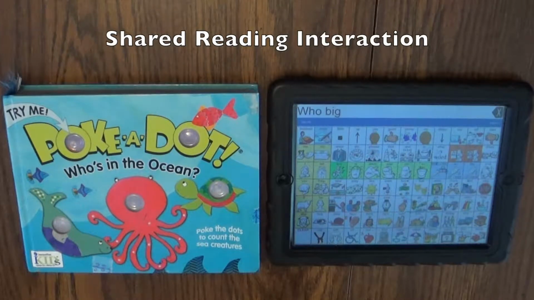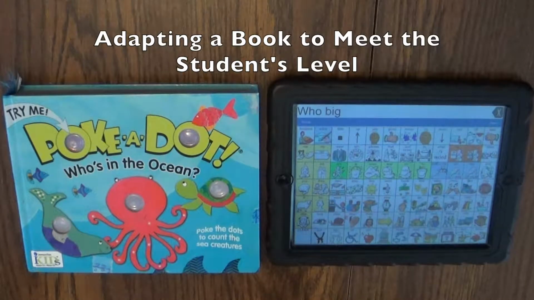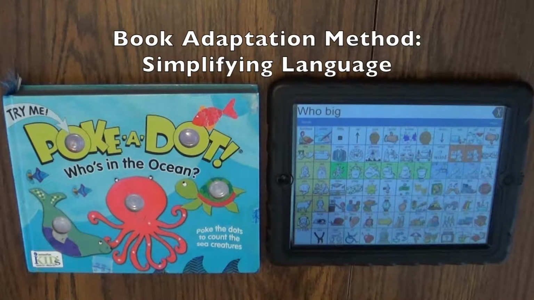In today's video, I will model a shared reading interaction with my 11-month-old son. In this video, you will see how I quickly adapt a typical book to fit the language level of my son. There are various ways to adapt books, but today I'm going to be focusing on just simplifying my language.